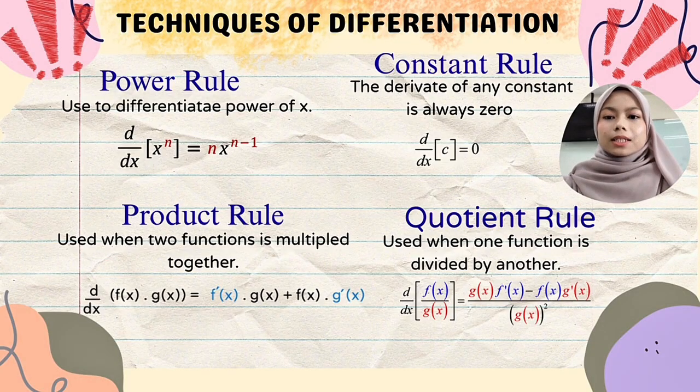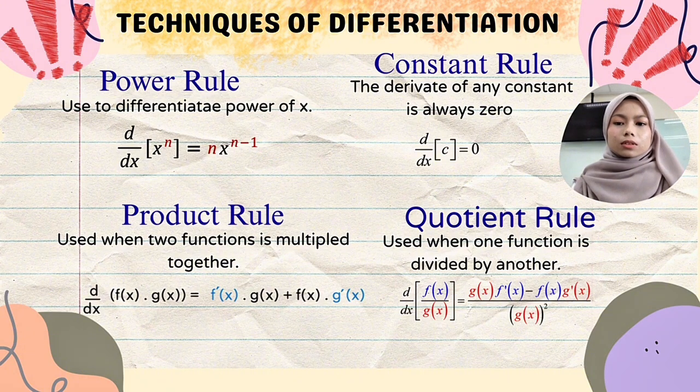Next, I will explain the techniques of differentiation in calculus. First is the power rule. This rule is used to differentiate powers of x. The exponent is multiplied by the coefficient, and the exponent is reduced by 1. The second technique is the constant rule. This rule states that the derivative of any constant number is always 0 because constant values do not change.